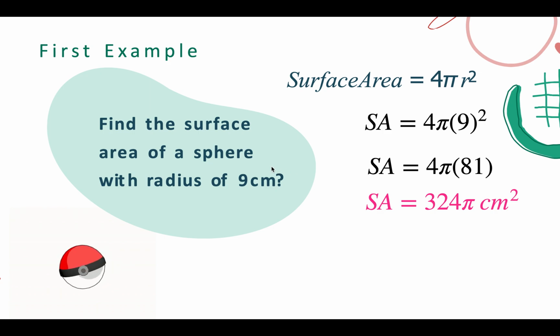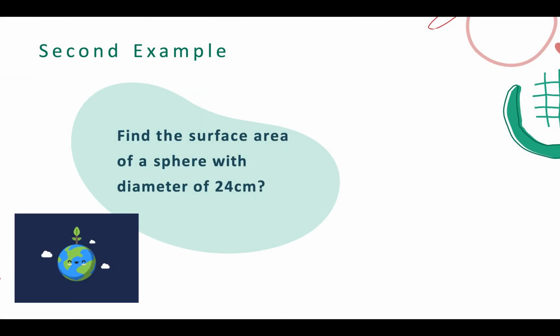So therefore, the surface area of the sphere with the radius of 9 centimeters is 324 pi centimeters squared. So let us proceed now to our second example. Find the surface area of a sphere with a diameter of 24 centimeters. Looking at our second example, the given is a diameter. But for the formula, we just need a radius. So what's the relationship of diameter and radius? When we say radius, that is half of the diameter.